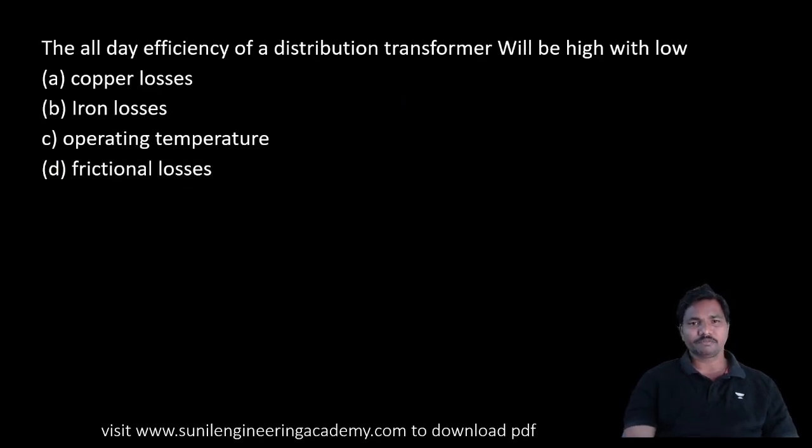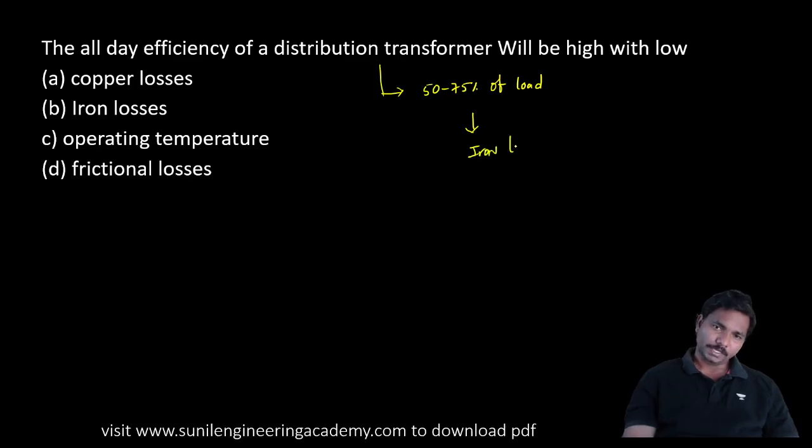The all-day efficiency of a distribution transformer will be high at low load. A distribution transformer is generally operated at 50 to 75% of the load. So that means here iron losses dominate, as less load means iron losses are dominant. So we have to reduce this.